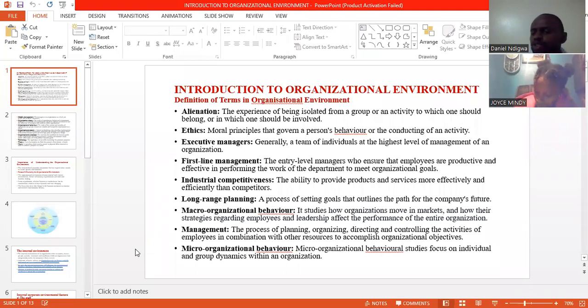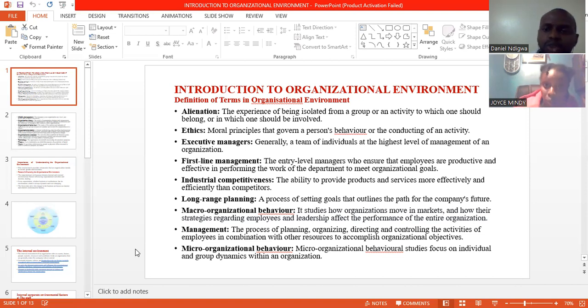So, introduction to organizational environment. Remember, I said many businesses operate in an environment. And this environment will either make the business grow or will make the business go down. And that is why in organizations, they always have what is called a market analysis, where they go outside and try to analyze what other businesses or their competitors are doing.